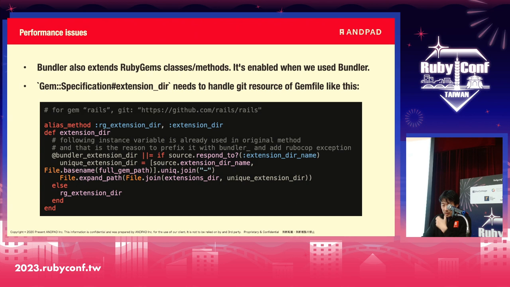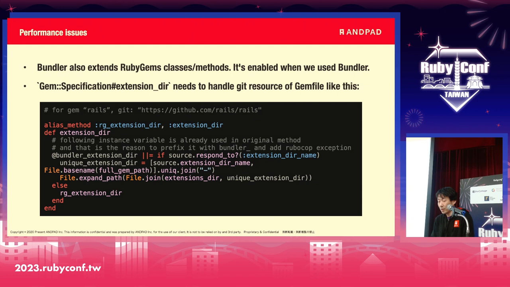Bundler also extends various RubyGems classes, and methods are introduced. This example is the extension_dir method in the Gem::Specification class. This extension_dir indicates the directory of the C extension library in RubyGems. Bundler needs to refer to the specification of a Git repository in the Gemfile, like this top line: gem rails, git GitHub rails/rails. But the original extension_dir couldn't handle the name of a Git repository, so this extension allows it.